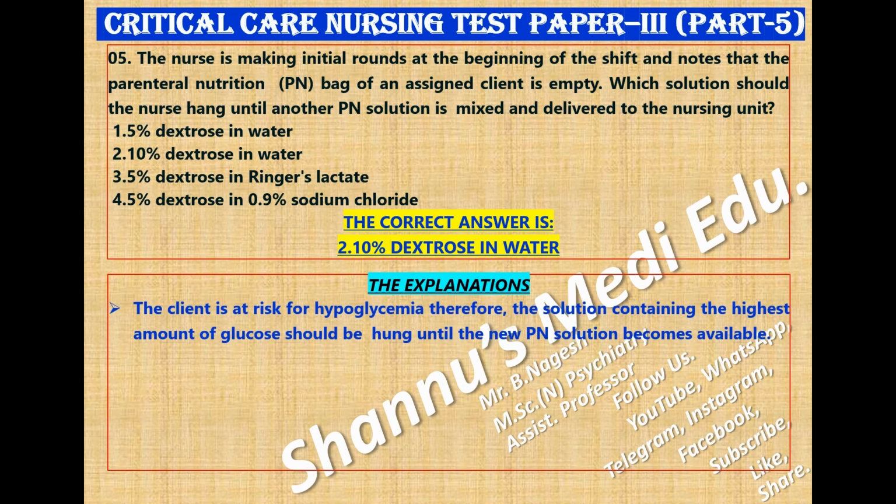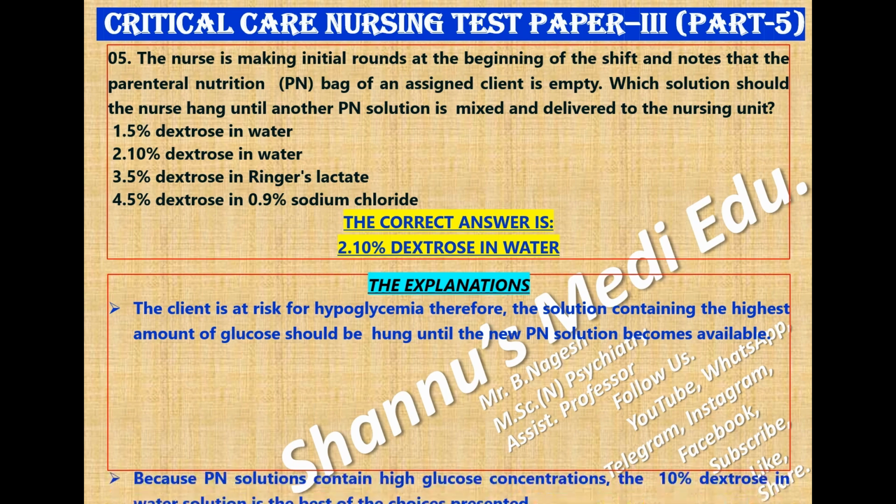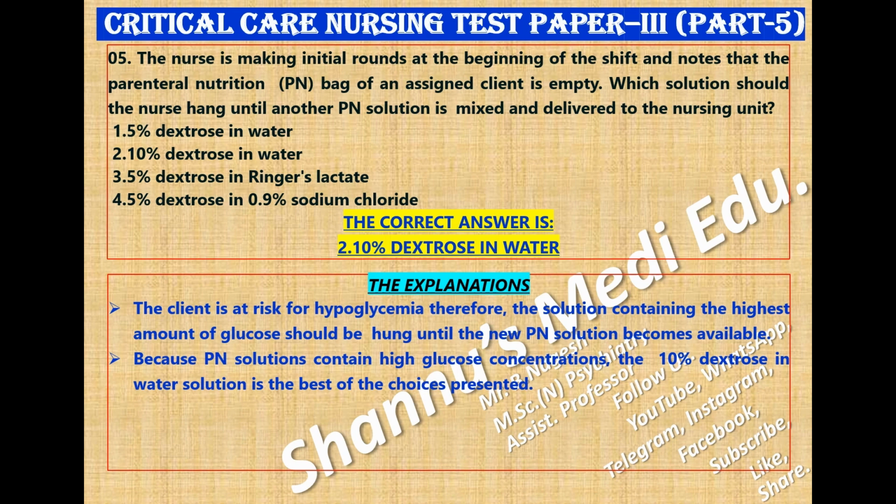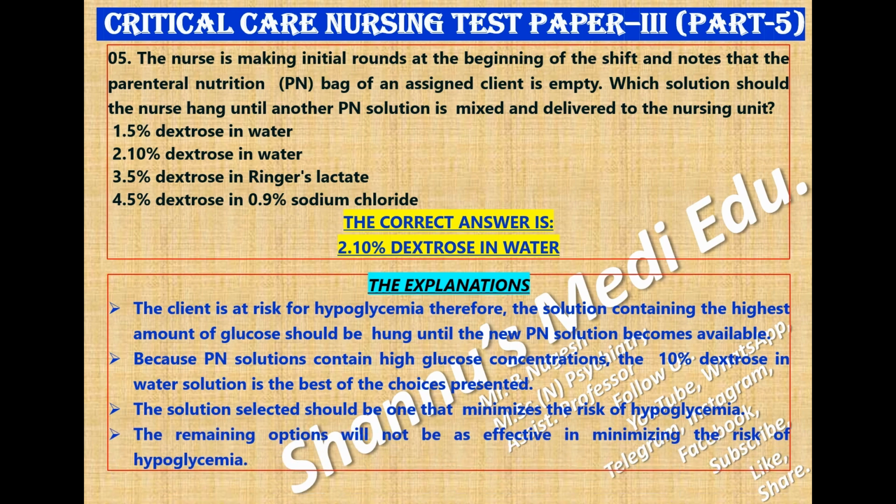The explanation of this question: the client is at risk for hypoglycemia, therefore the solution containing the highest amount of glucose should be hung until the new PN solution becomes available. Because parenteral nutrition solution contains high glucose concentrations, the 10% dextrose in water solution is the best of the choices presented. The solution selected should be the one that minimizes the risk of hypoglycemia. The remaining options will not be effective in minimizing the risk of hypoglycemia.